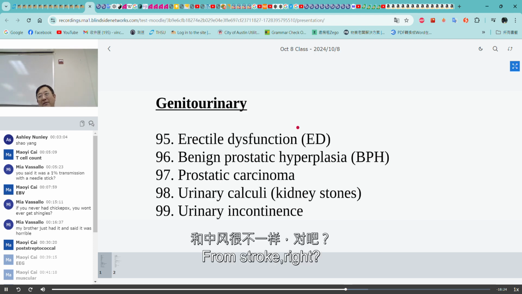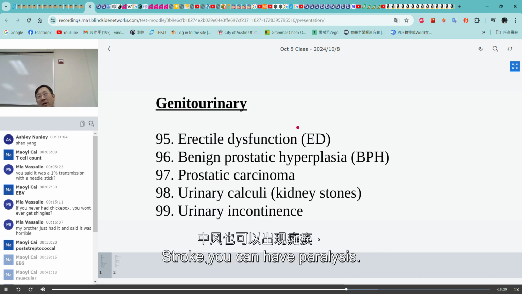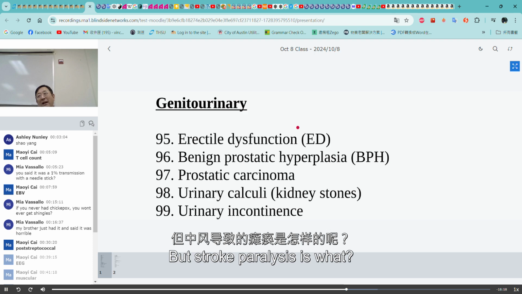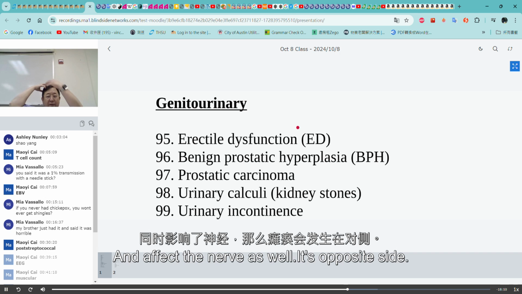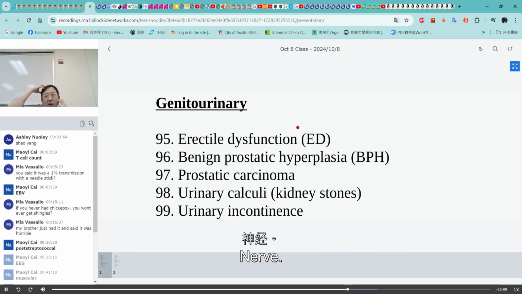So this is totally different from stroke, right? Stroke, you can have paralysis. But stroke paralysis affects the opposite side. Is that right? Let's say on the right side you have a stroke, and it affects the nerve, which is the opposite side nerve. So the opposite side is paralyzed. Then the deviation is towards the stroke side. Does that make sense?